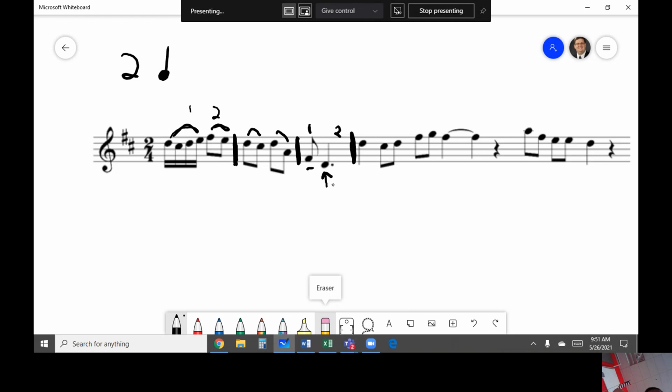Let me show you that one again. That dotted quarter note is a beat and a half. That eighth note is a half a beat. And so together, beat and a half plus a half equals 2 beats. That's a little tricky there with that syncopation. 1, 2, 1, 2. That's a little weird. Bar line over a tie, but it certainly exists. 1, 2, 1, 2. End with your double bar.